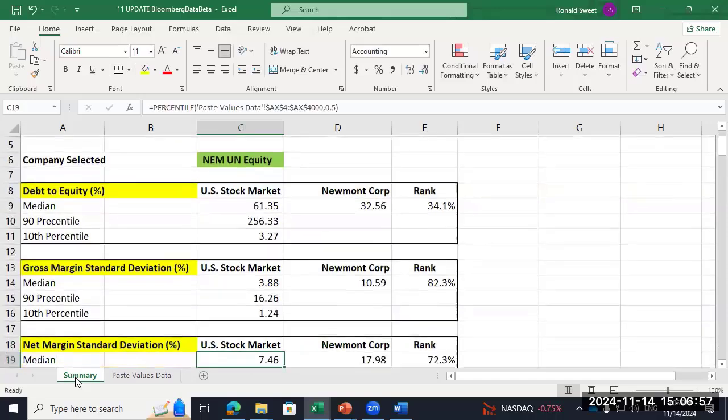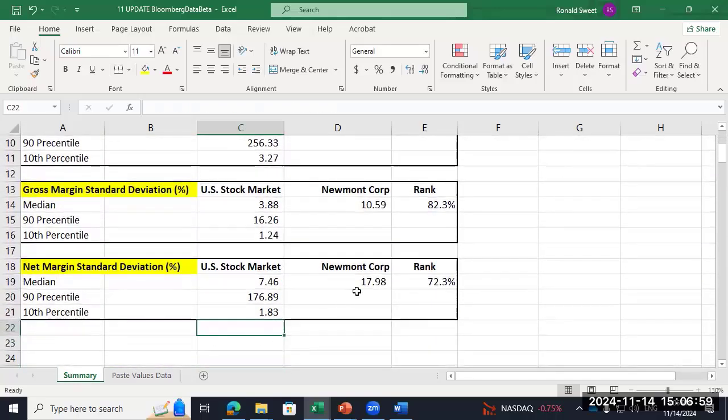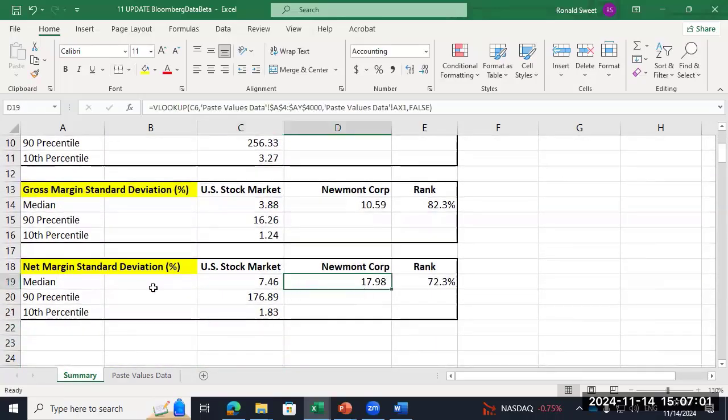Brings them in. And you look at their margins, they're incredibly volatile. The standard deviation of a typical stock's margin is 7.5%. Newmont's is almost 18%. That implies really, really high fixed costs. That would make sense for a mining firm like this, right?